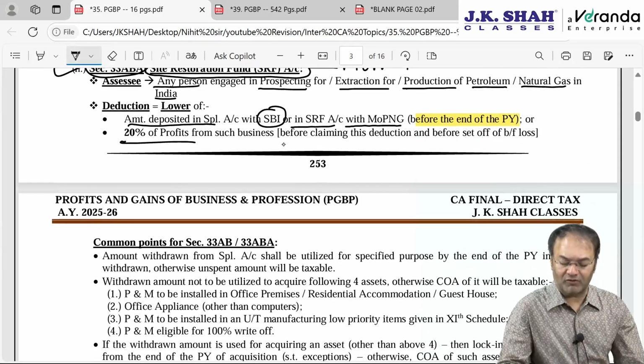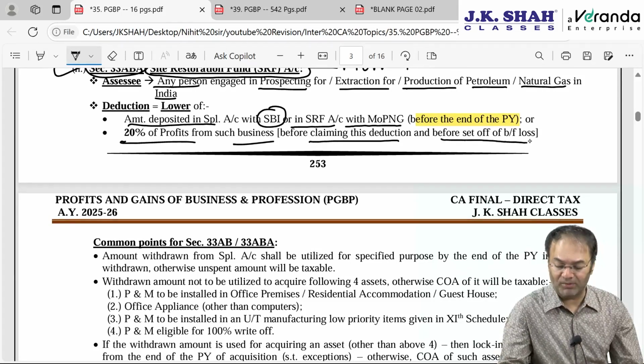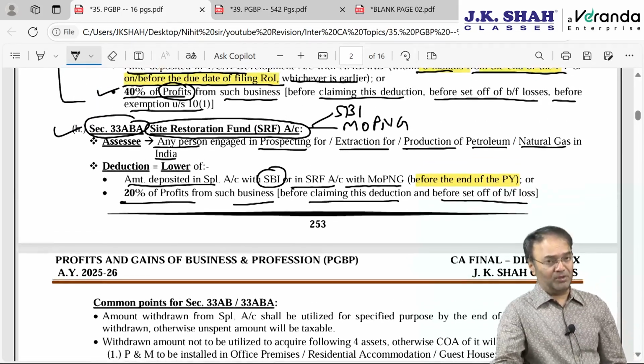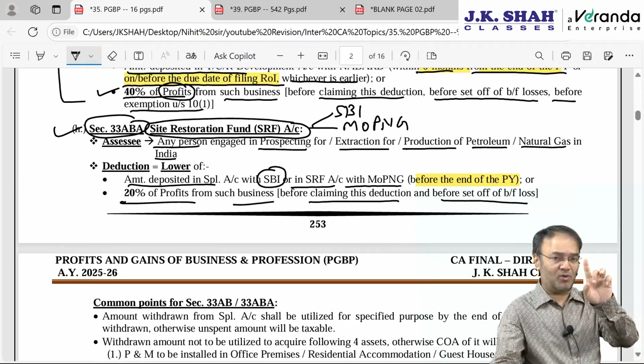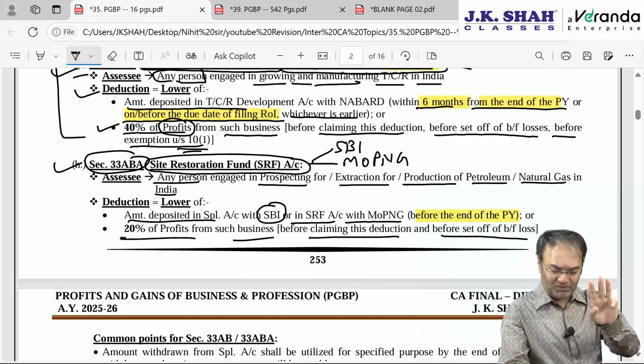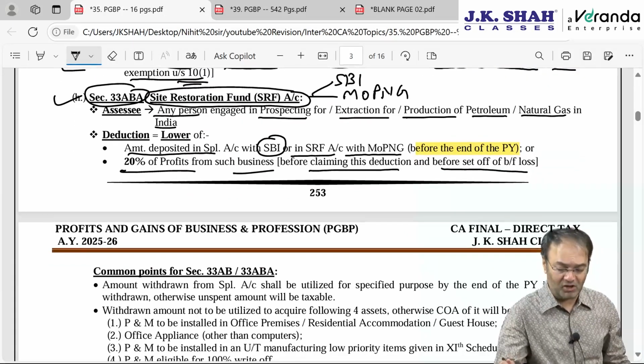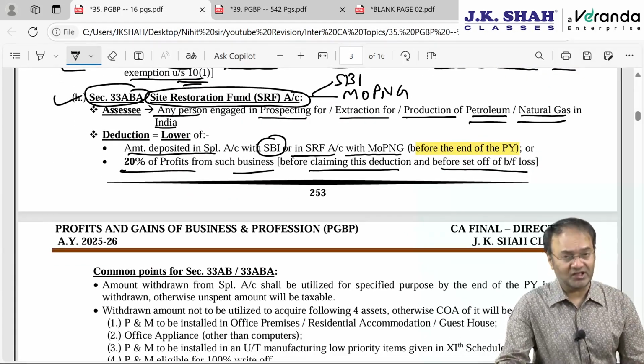Or 20% of profit from such business before claiming this deduction and before claiming set off of brought forward loss. In the previous section, we said before claiming set off of brought forward loss, before claiming this deduction and before claiming 10(1). 10(1) is possible only for tea, coffee, rubber. Section 10(1) exemption is not possible for petroleum and natural gas in India.